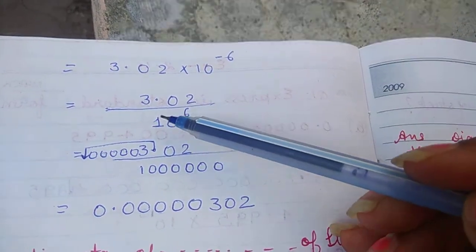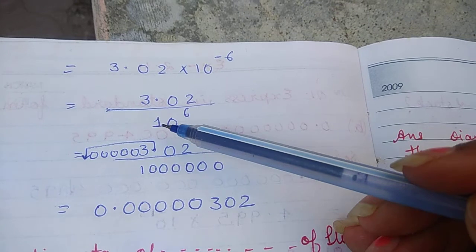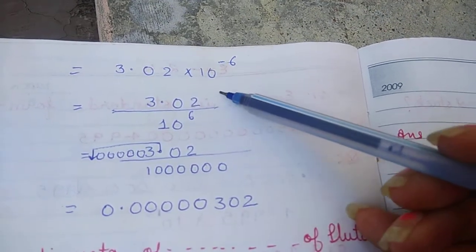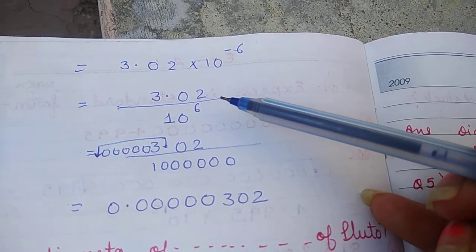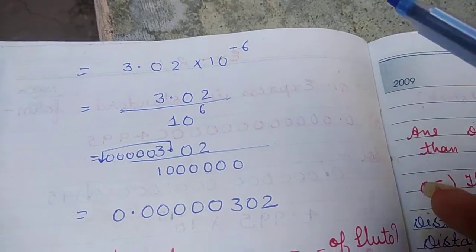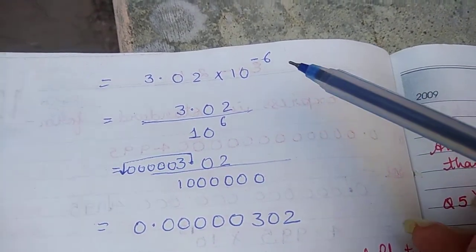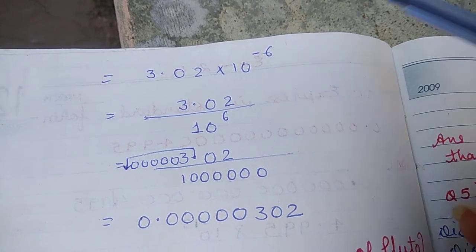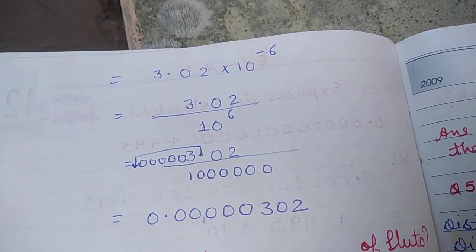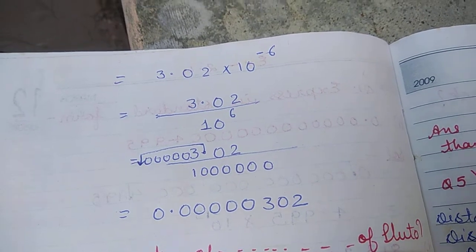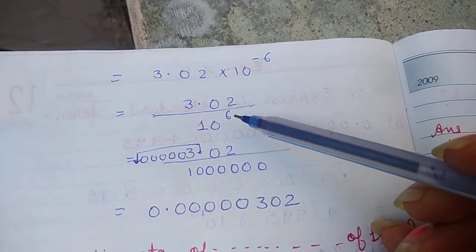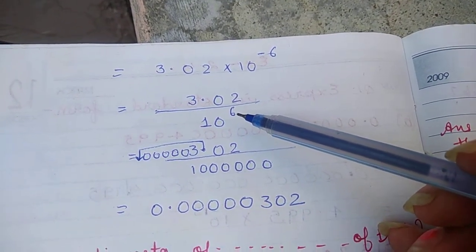So what we'll do, we'll bring this 10 in the denominator, 10 raised to power 6, and that one could be written here if you want to write it, otherwise no need to show it. So if the power is negative, first we make that power positive by writing the reciprocal. So 3.02 upon 10 raised to power 6. Now the power has become positive.